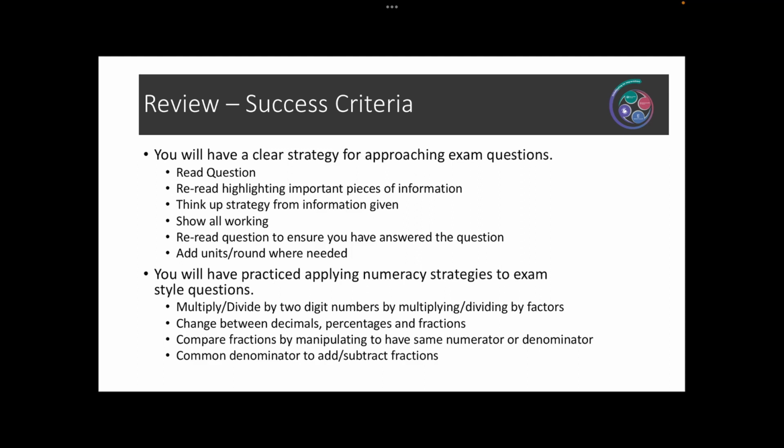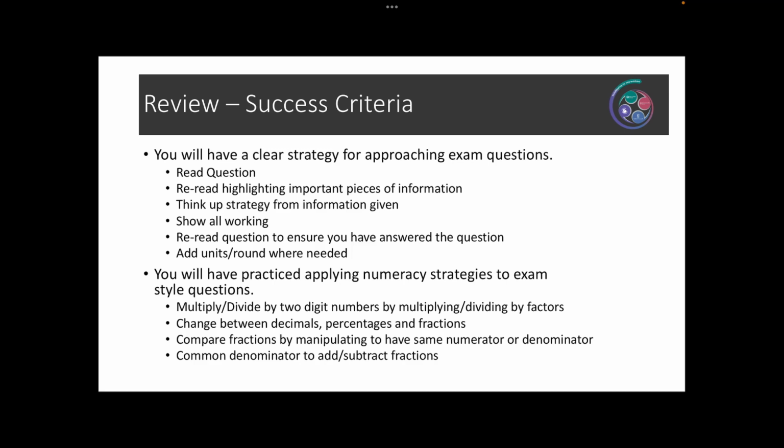At the beginning of the video we said our success criteria would be having a clear strategy for approaching exam questions, and that is read the question, reread it, highlighting those important pieces of information, think up a strategy for using that information and how to get to what you want, show all of the working that you're doing, and always go back and reread the question to ensure you've answered it, and then add any units or round if you need to. We also said we would practice applying numeracy strategies to exam style questions.